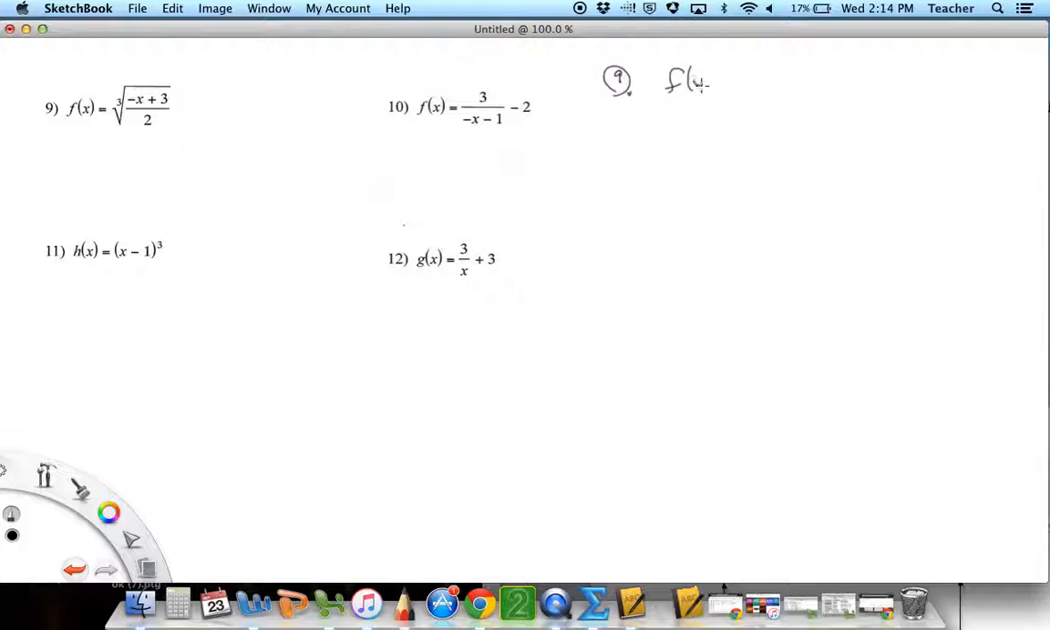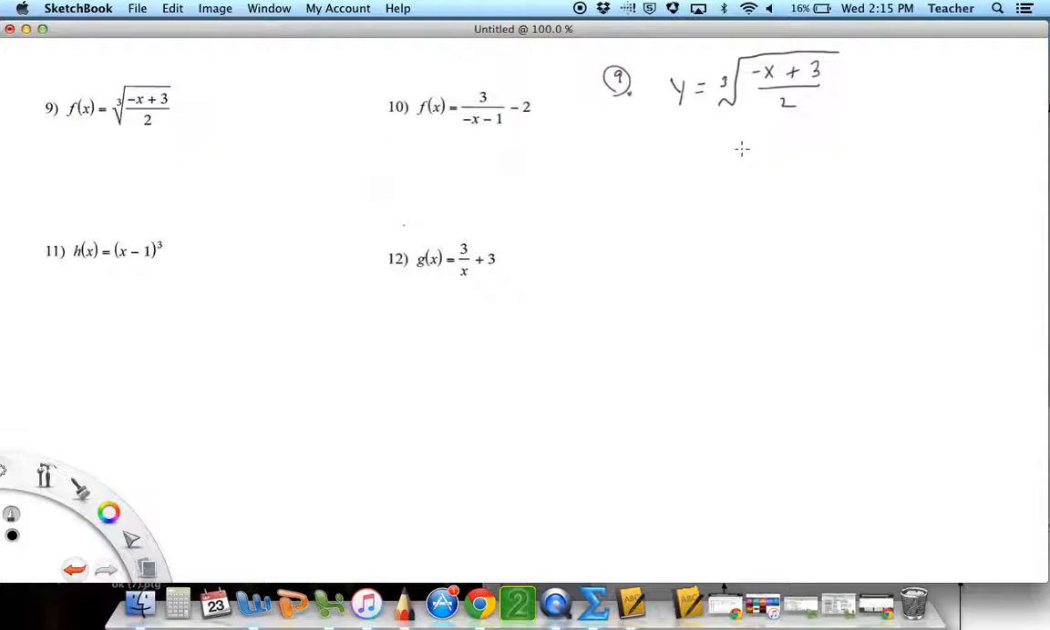So if I have f of x, I'm actually going to replace f of x with y, which means the same thing. F of x and y are one and the same. So we have the cube root of negative x plus 3, divided by 2. Now, our goal in this topic is to solve for the inverse. We have this original equation here, the cube root of negative x plus 3 over 2. Graphing this may be quite difficult, but we're mostly looking at it from the computational standpoint.